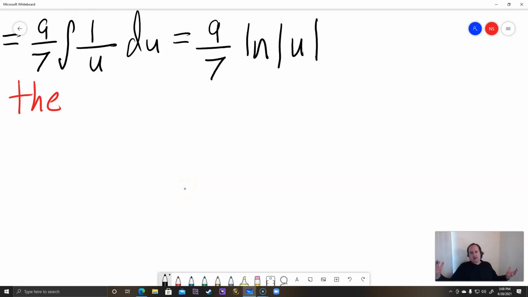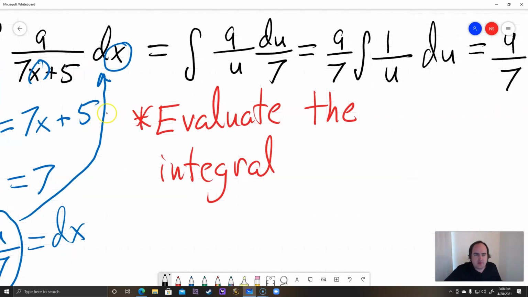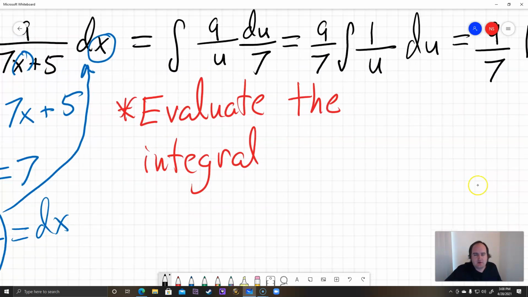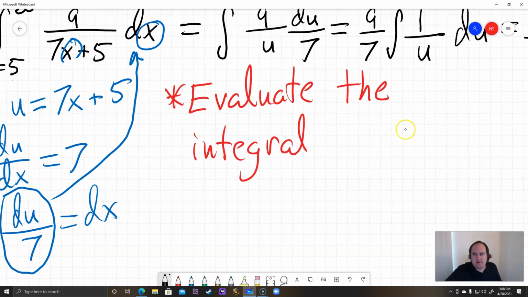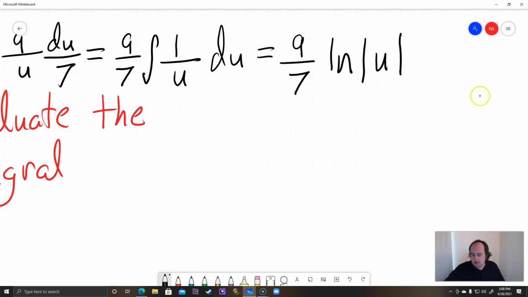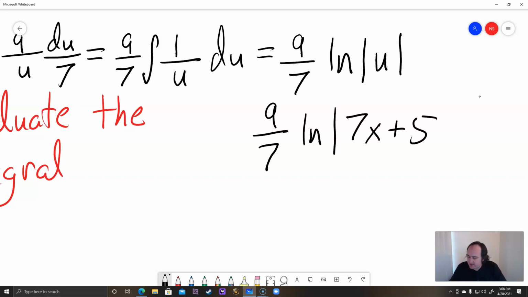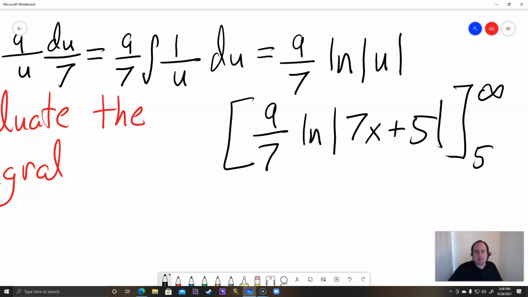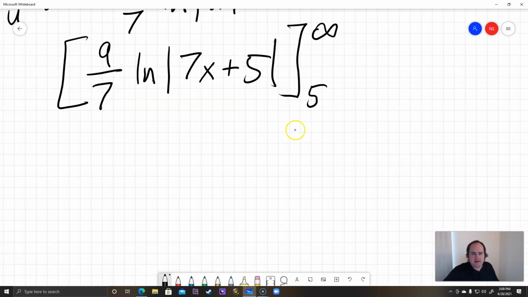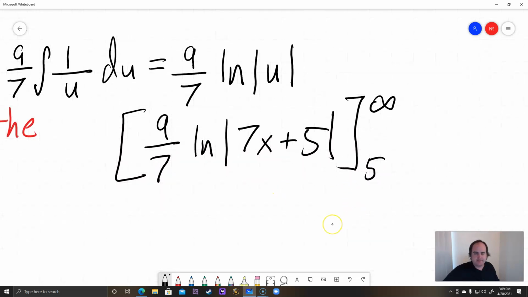Okay, but we got to get this back in terms of our original variable, which was actually x, right? Because we wrote the integral in terms of x. So u was 7x plus 5, so we're going to plug that back in here. So we're going to have 9/7 times natural log of absolute value of 7x plus 5. And then this is going to be evaluated from 5 to infinity, I believe is what we said. Yeah, from 5 to infinity. And that's from x equals 5 to x equals infinity.